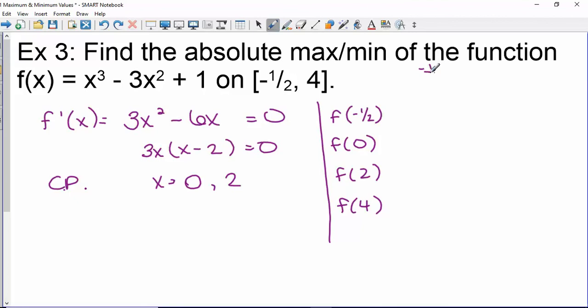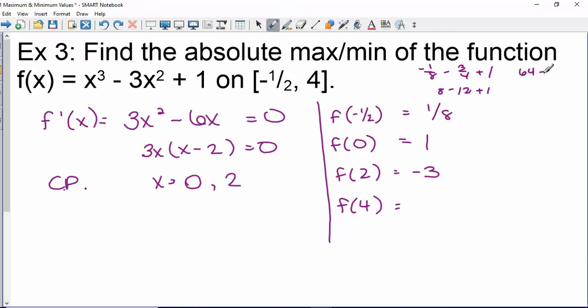All right, so if we put in -1/2, we get what? -1/8 minus 1/2, -1/2 squared is 1/4. So -1/8 minus 6/8 would be -7/8 plus 1, so plus 8/8 is 1/8. If we put in a 0, 0 minus 0 plus 1 is 1. If we put in a 2, we get 8 minus 3 times 4, so minus 12 plus 1. So that's -3.